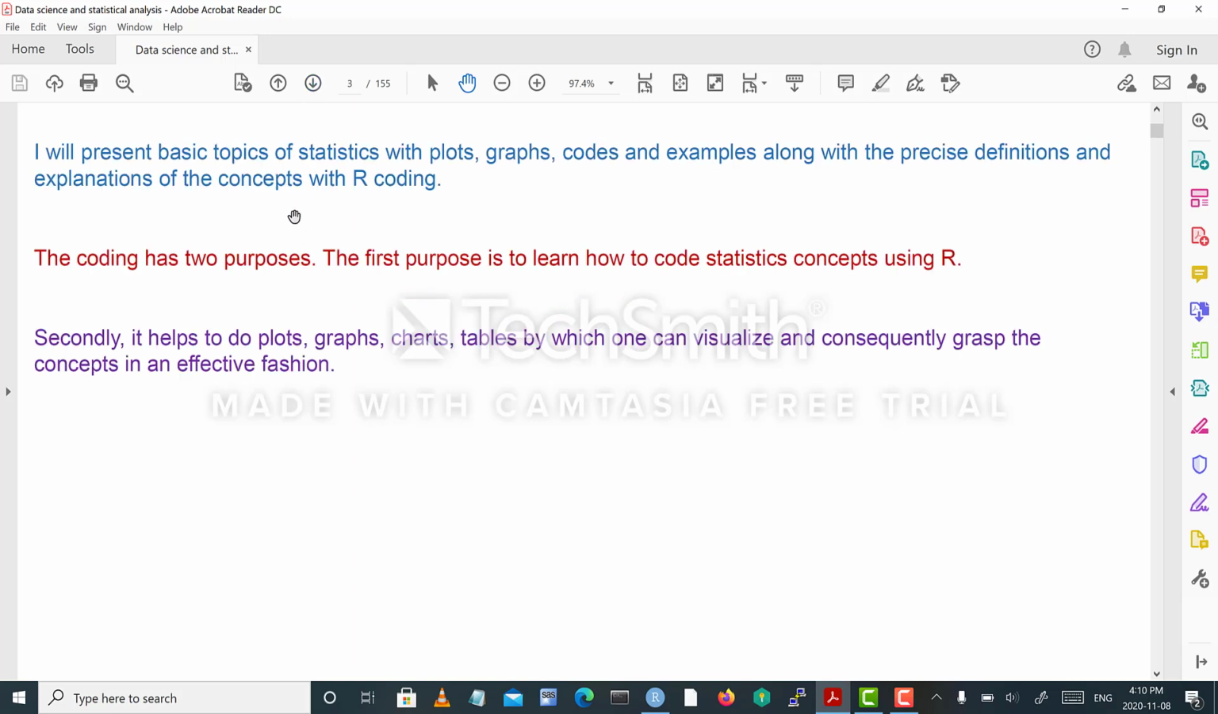which includes the presentation of basic topics of statistics with plots, graphs, codes, examples, along with the precise definitions and explanations of the concepts with R coding. The coding has two purposes. The first purpose is to learn how to code statistical concepts using R. Secondly, it helps to do plots, graphs, charts, tables, by which one can visualize and consequently grasp the concepts in an effective fashion.